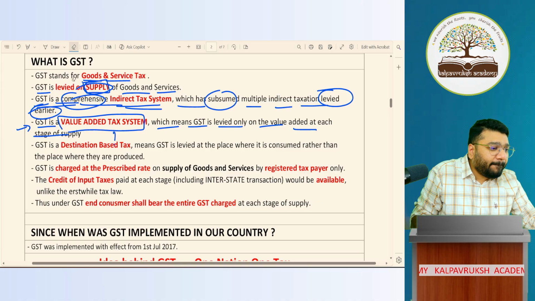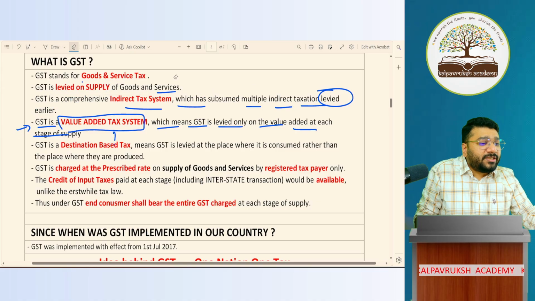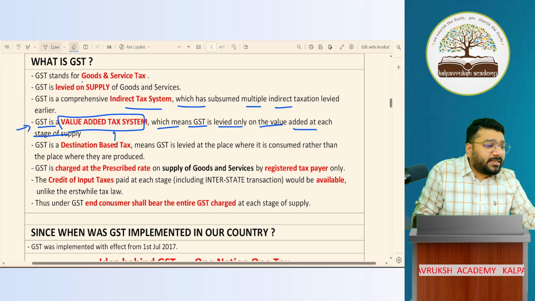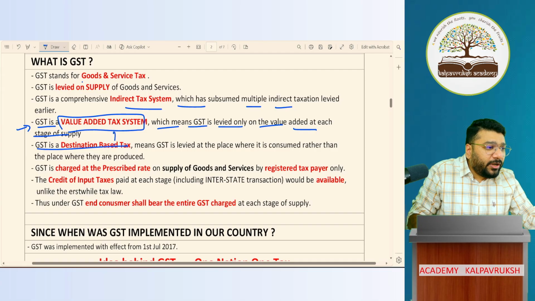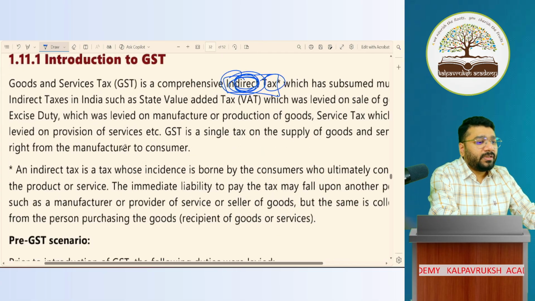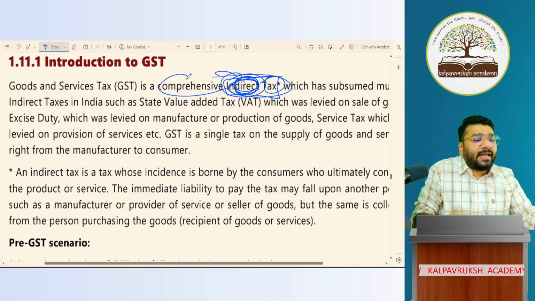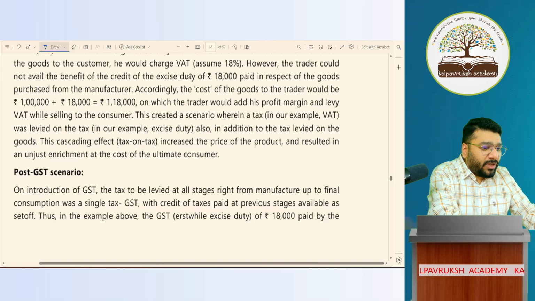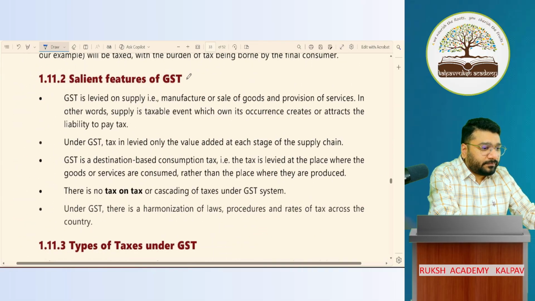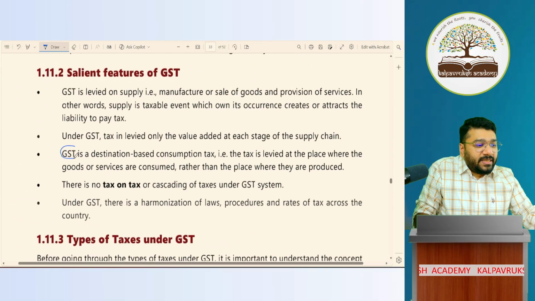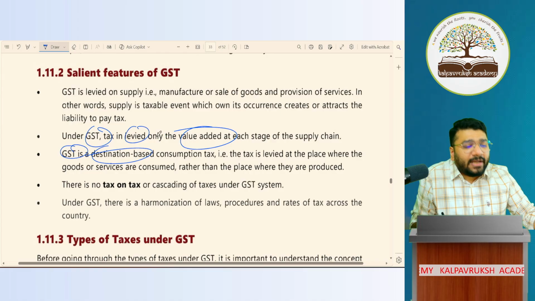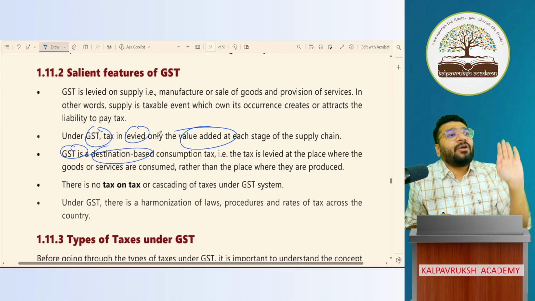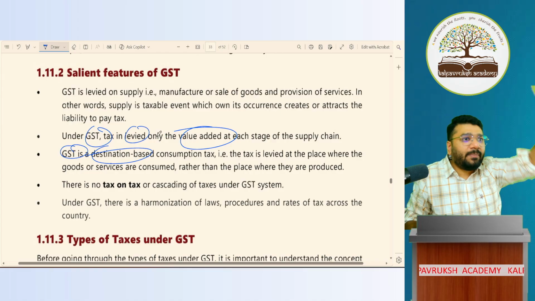Okay, not okay? Now, next, GST is destination based tax. This is also important from your true and false point of view. All this is there in a textbook. See here, GST is a comprehensive indirect tax. Next, if you come down here, GST is destination based tax. GST is levied on value added at each stage. So I'm not giving anything on my own. Whatever is there in your syllabus, that only I'm teaching you.